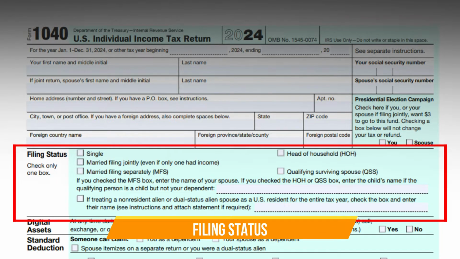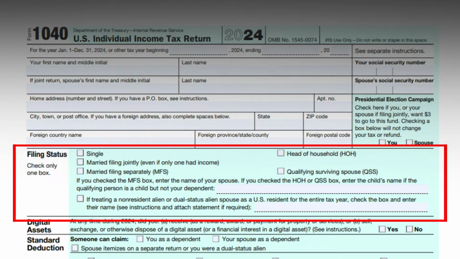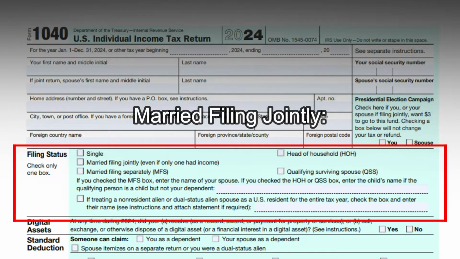Filing status. You need to select your filing status based on your situation. The options are single, for unmarried individuals or those legally separated from their spouse. Married, filing jointly, if you're married and both of you agree to file together. This typically gives you the most favorable tax rates and potential deductions/credits.